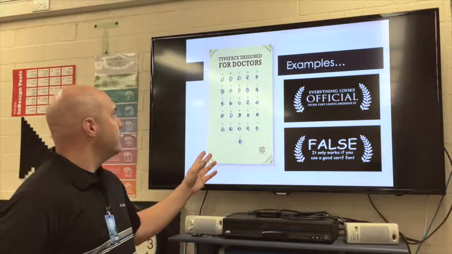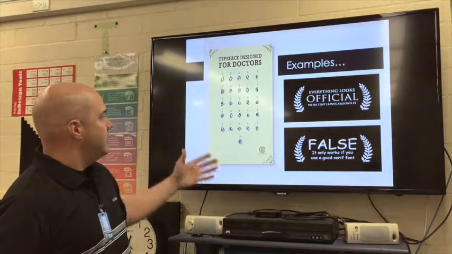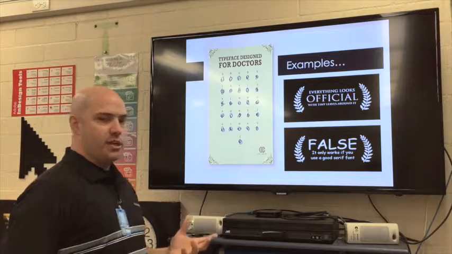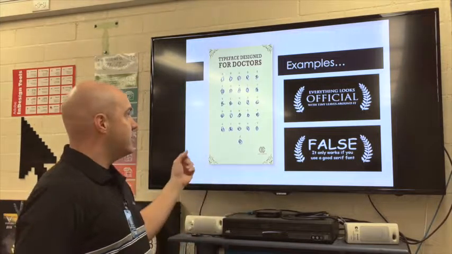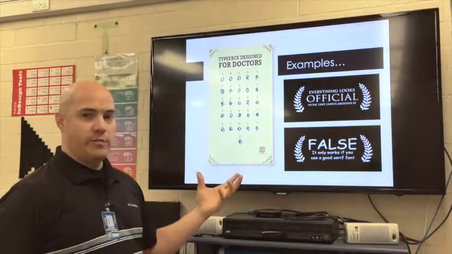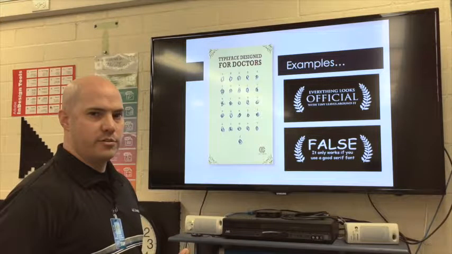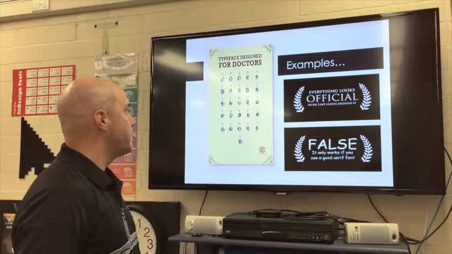This example here is a list of typefaces designed for doctors. And it's funny because really it's just a bunch of scribbles. You can't actually read it. And if you've ever seen doctors writing, that's kind of how it goes.